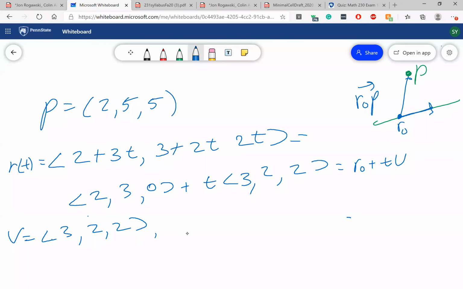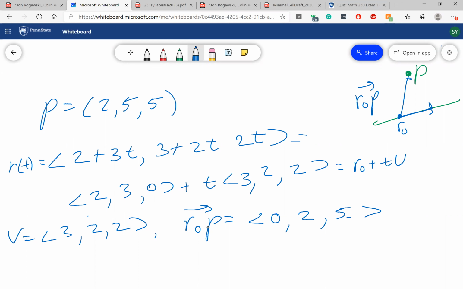So R0P is going to be equal to 2 minus 2, which is 0, and 5 minus 3, which is 2, and 5 minus 0, which is 5. So that's the vector going from R0 to P. Any questions about this?